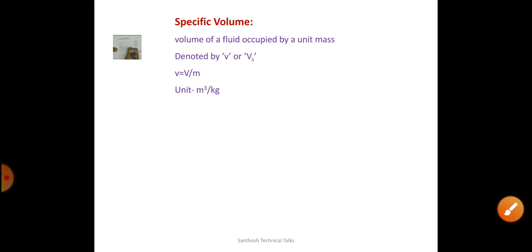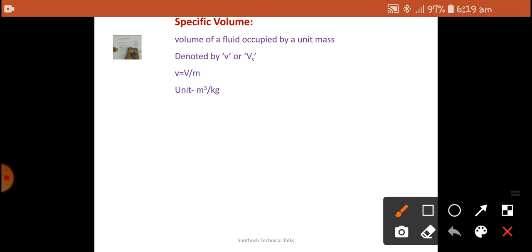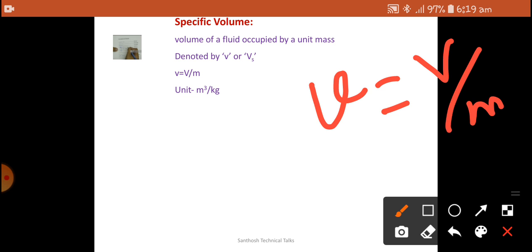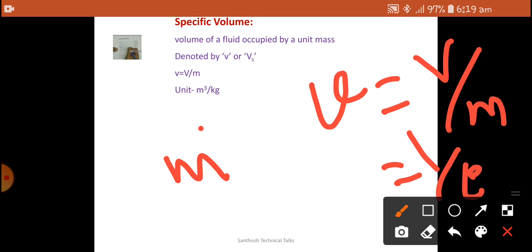Next one is the specific volume. It is the volume of the fluid occupied by unit mass. It is the inverse of density. The specific volume is denoted by small v. It is volume by mass, which is nothing but 1 by rho. So the inverse of the density is called specific volume. The unit is meter cube per kg.